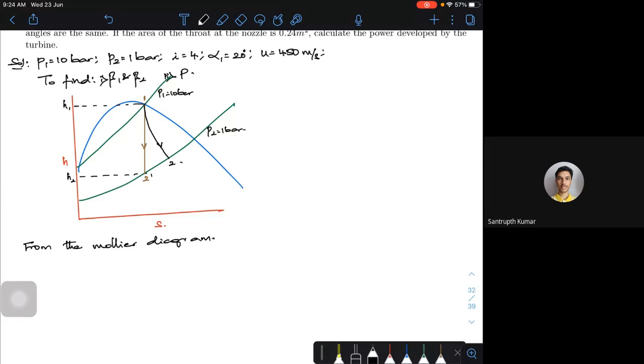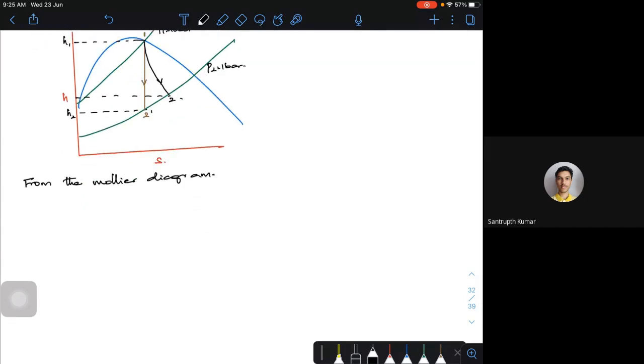As it is not given whether it is actual or isentropic, let's go with the isentropic only. So H1 minus H2, or H1 minus H2 dash. If it is an actual one, I would have got this particular thing. They have not given anything. So from a Mollier diagram, you find this delta H, which is equal to H1 minus H2 dash.